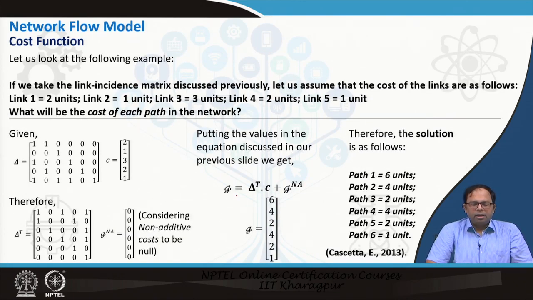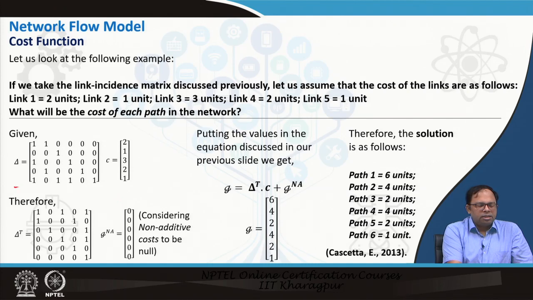In this example, we use the same network example that we used earlier. We take the link incidence matrix discussed previously, and let us assume that the costs of the links are as follows: link 1 is equal to 2 units, link 2 is equal to 1 unit, link 3 is equal to 3 units, link 4 is 2 units, and link 5 is 1 unit. We also say that the GNA values are 0.